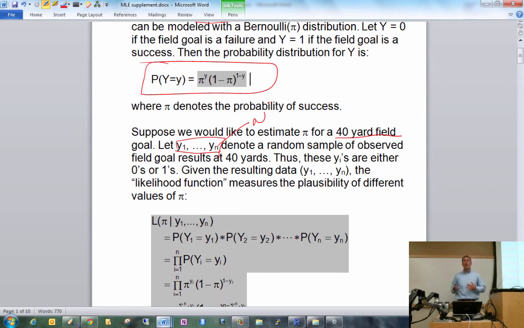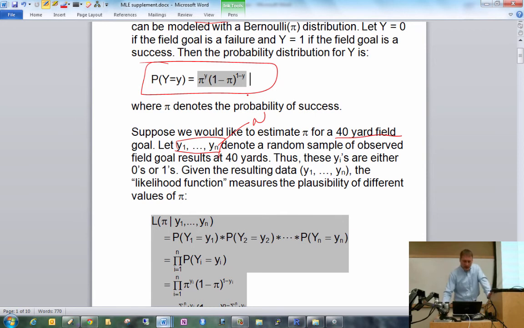So y1 would be the result of the first field goal: 0 for failure, 1 for success. Y2 is the result of the second field goal that's attempted, and so on. Using this data that we have gathered, we'd like to come up with an estimate for the probability of success at a distance of 40 yards.